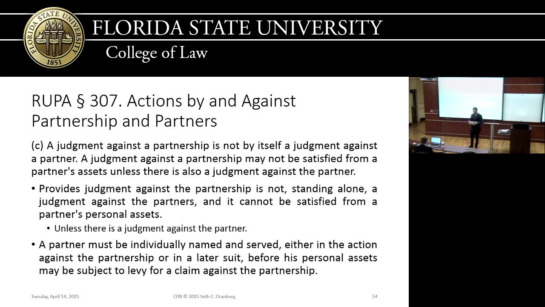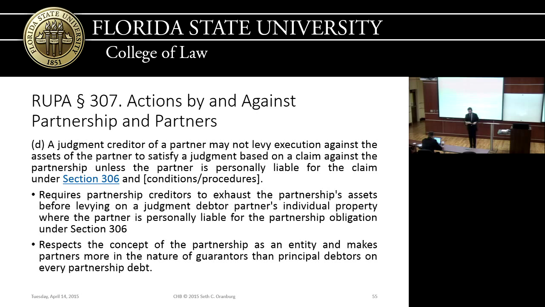But a judgment against the partnership is not by itself a judgment against the partners. So when you have a judgment against the partnership and not against the partners, and the judgment cannot be satisfied by the partnership, you then would look to the partners to satisfy the obligation. A judgment against a partnership may not be satisfied from a partner's own individual assets, even though, remember, these are general partnerships, so these partners are going to be liable for the debts and obligations and torts of this partnership, but you can't reach into their pocket unless there's a judgment against the partner, and we have a few exceptions. A partner must therefore be named individually and served in an action against the partnership or potentially in a later or different suit before their personal assets can be levied as judgment.